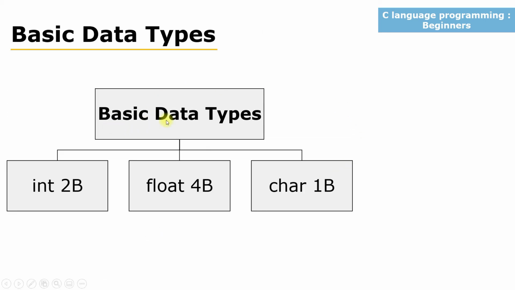Now coming to the basic data types in C, which are int, float and char. Int data type occupies 2 bytes. It means 16 bits. Float data type occupies 4 bytes. That is 32 bits. 1 byte means 8 bits, so 4 into 8, 32 bits. Character data type will take 1 byte. 1 byte means 8 bits.